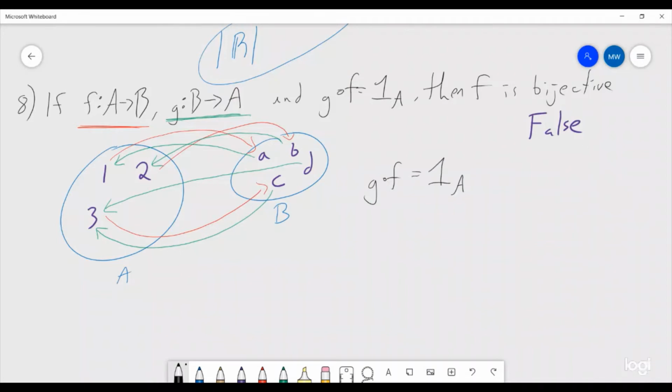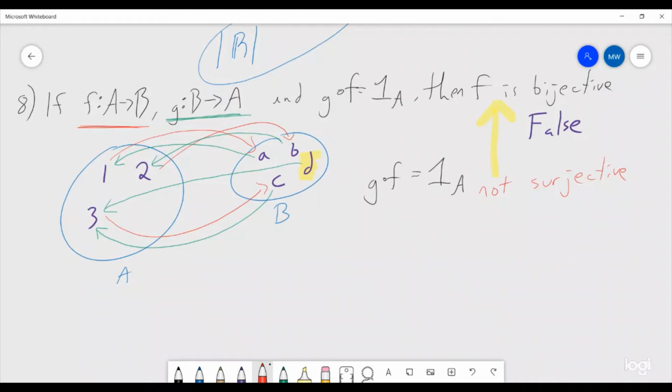Everything just goes straight back to itself, but f is not surjective. Nothing maps to this element d. So this f would not be surjective. So we found a counterexample. So for a lot of these, just look to see if a finite set, where both of them are finite, is a good example that would provide a counterexample.